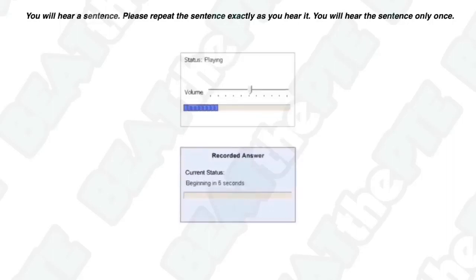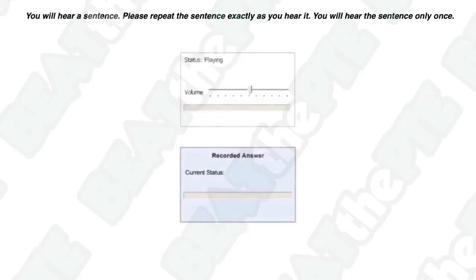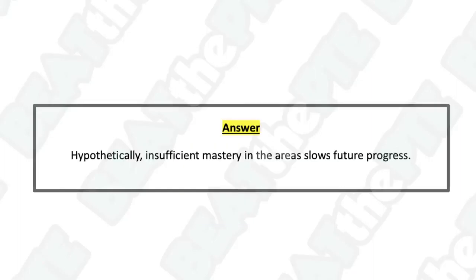The bookstore is located on the main campus behind the library. Hypothetically, insufficient mastery in the area slows future progress.